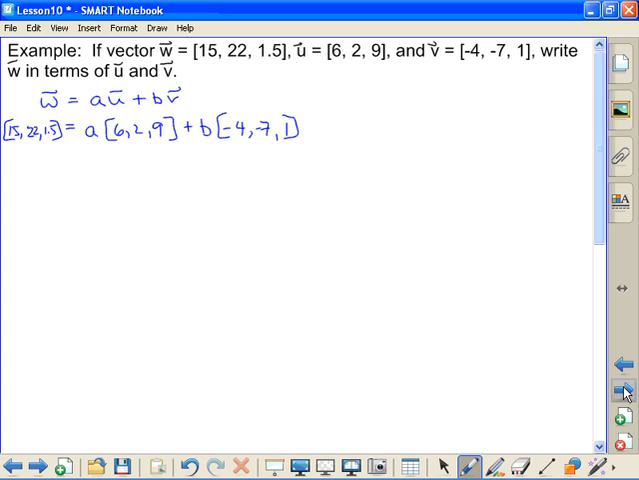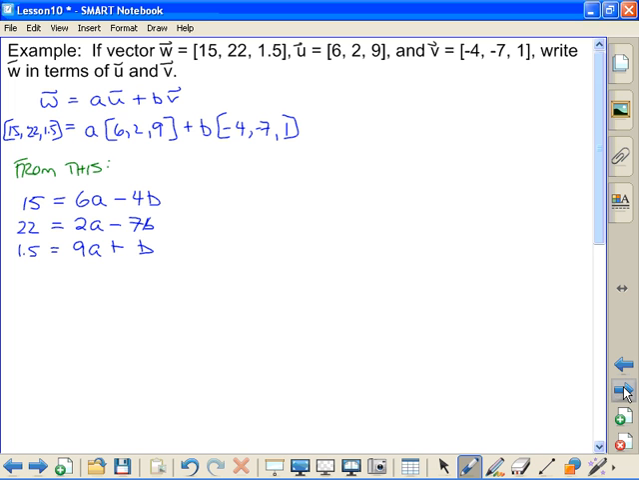So what does this then tell me with it in coordinate form or the algebraic format here? I know that my x components have to equal 15, and you get 6a minus 4b. I know that the y component has to be 22, and that comes from 2a minus 7b. And finally, 1.5 is equal to 9a plus b. Still, we have three equations, two unknowns. So we need to solve for a and b in this case.